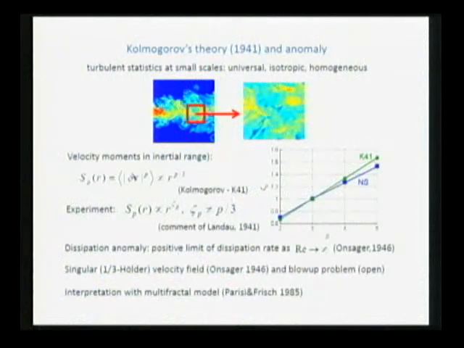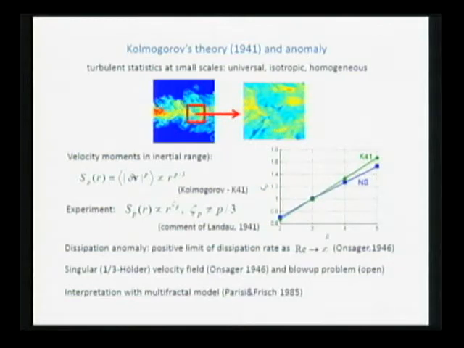And all this fact that there are these anomalous exponents. Anomalous, in this sense, the most important part of the anomaly is this exponent. They depend on P non-linearly. It's not proportional to P. And the fact that it is non-linear can be interpreted, for example, in a multifractal model.